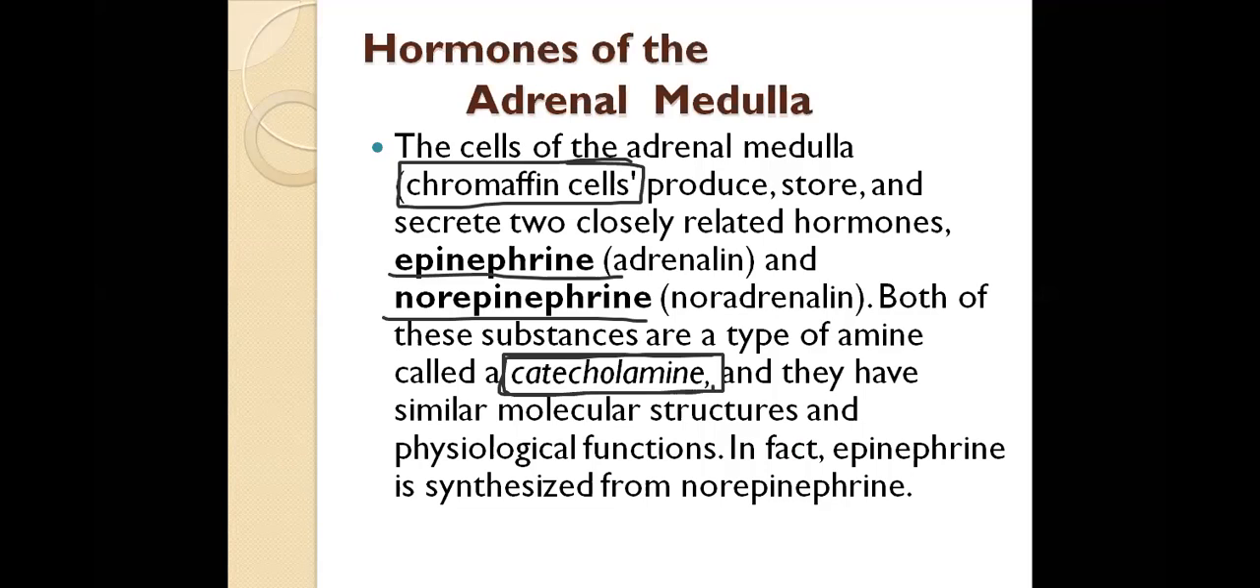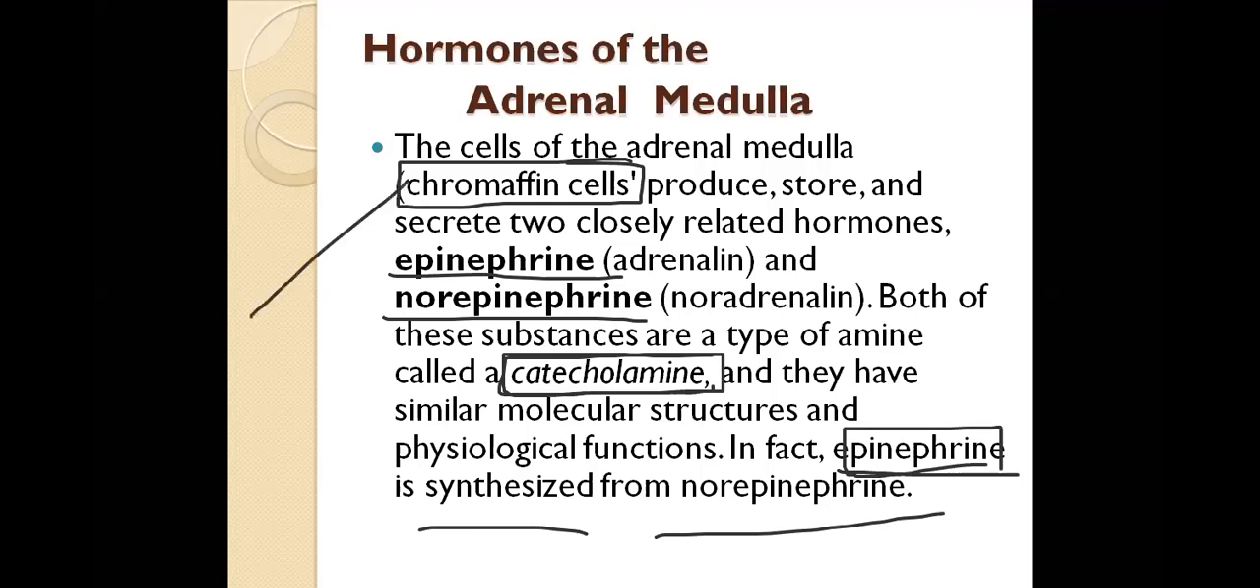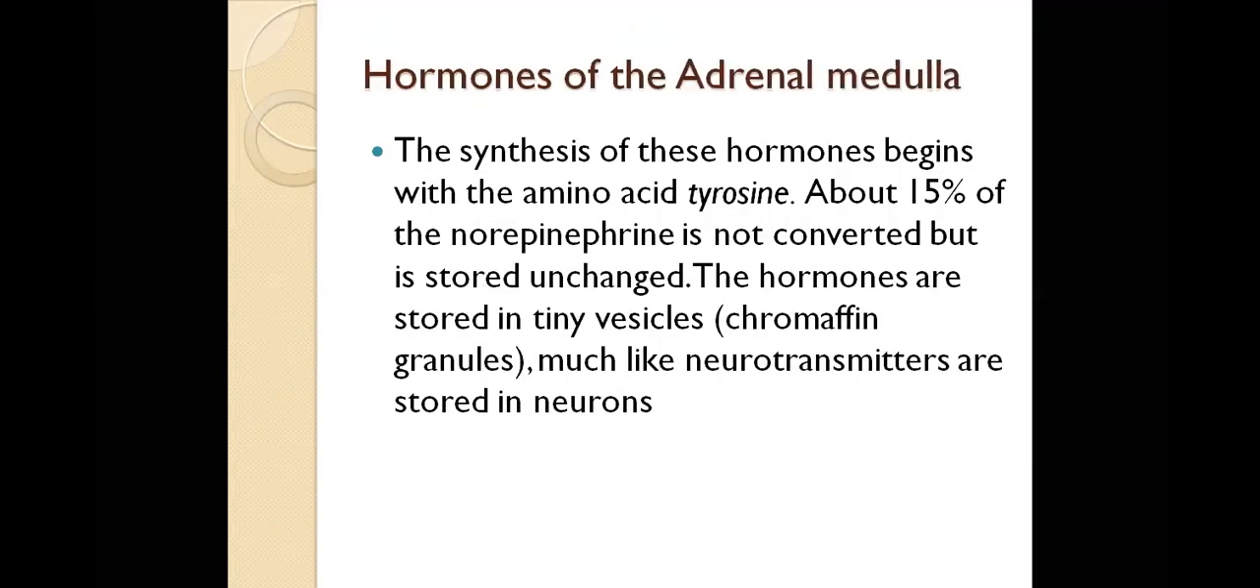Then why do we say epinephrine and norepinephrine? In fact, epinephrine is synthesized from norepinephrine. Let us see the story of epinephrine and norepinephrine. From this page, you need to remember which cells do this: chromaffin cells. What are the hormones? Epinephrine and norepinephrine. They are prepared from an amine called catecholamine.